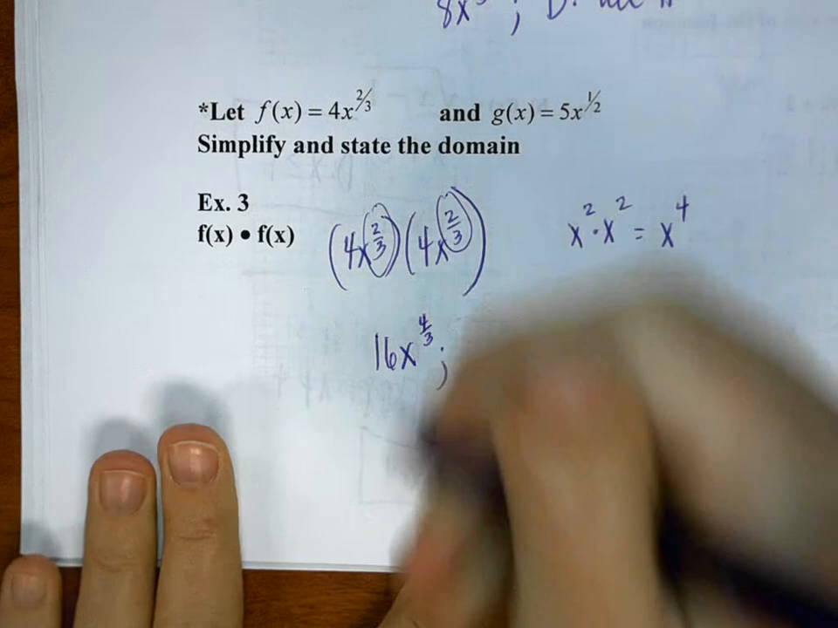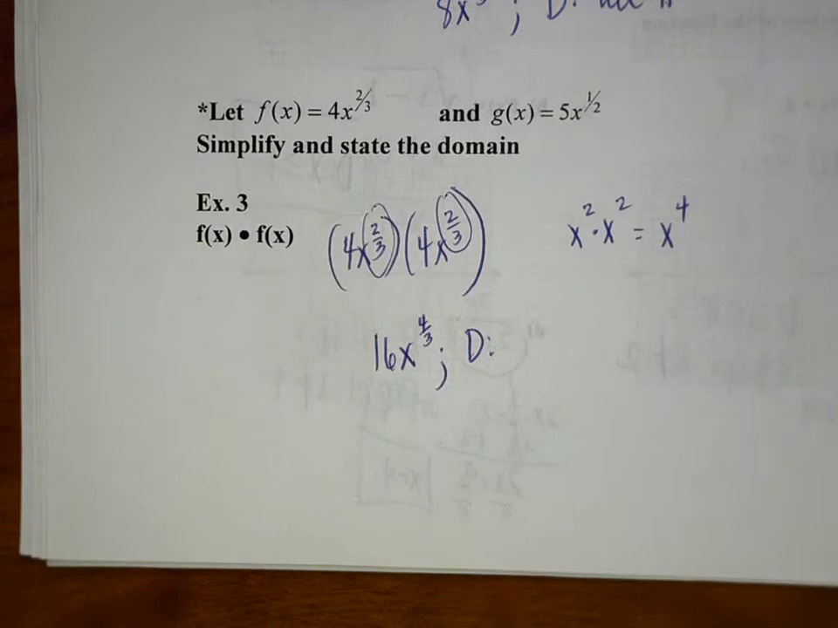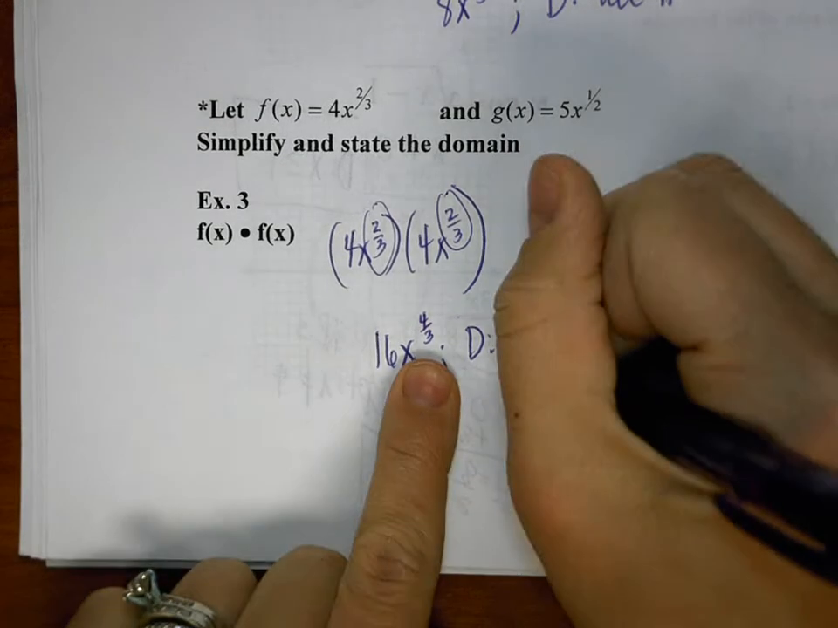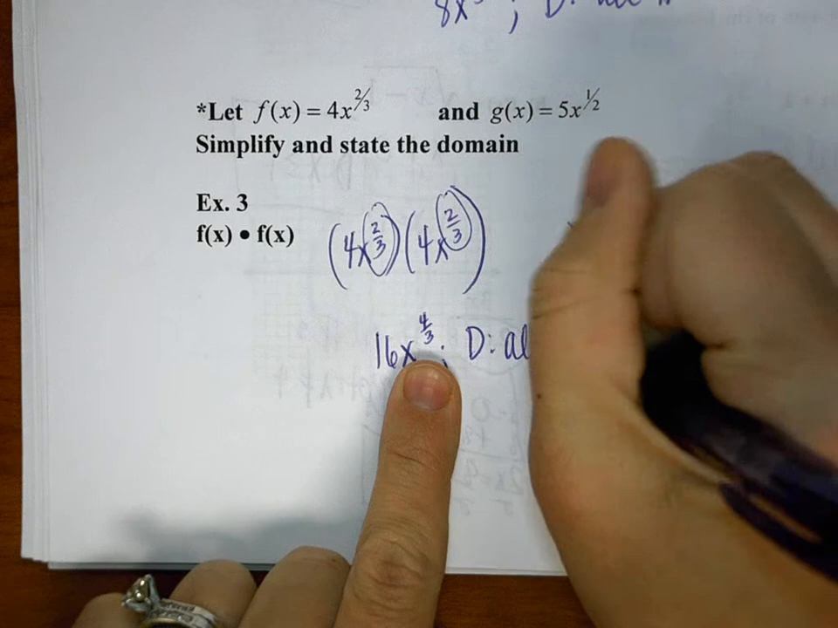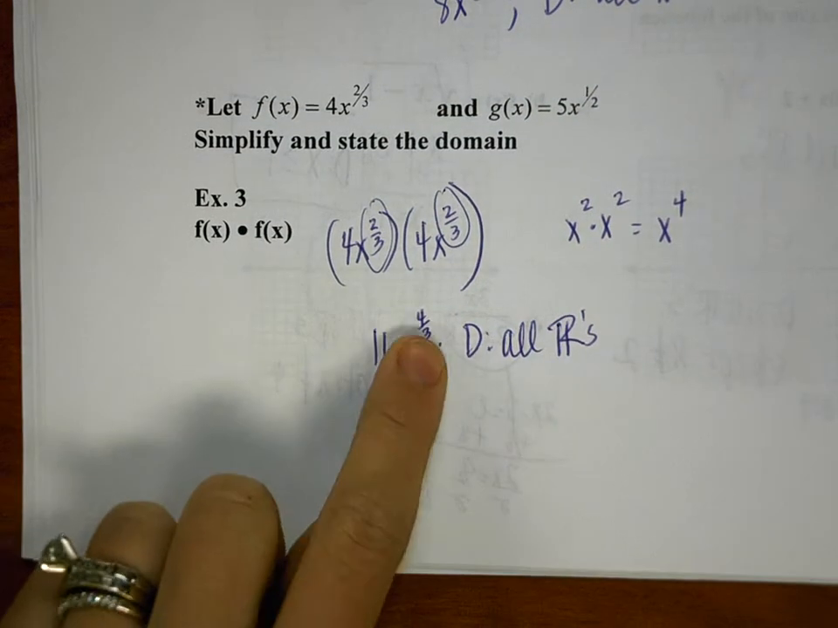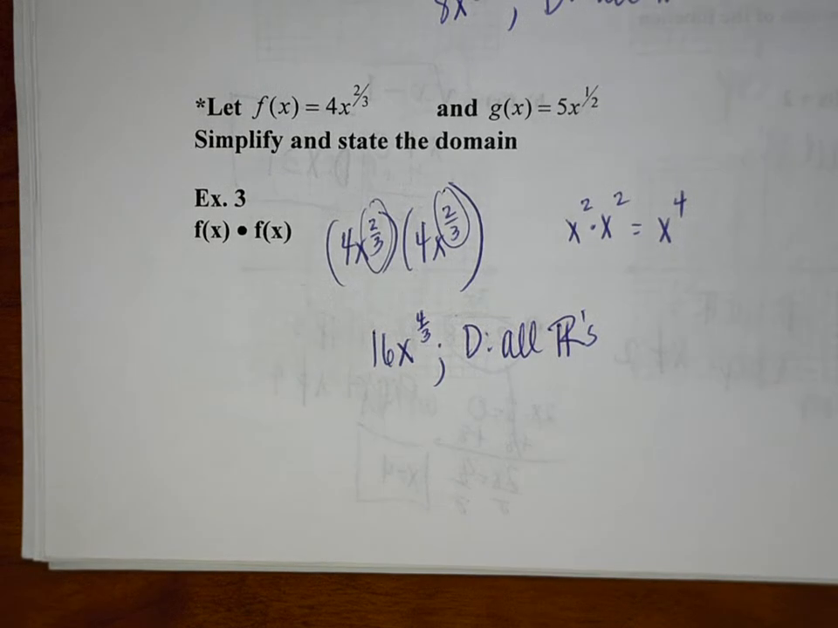Okay, so I've simplified. Now I need to state my domain. What is my domain on this one? All reals is correct because my root is odd, right? It's the bottom number that tells us the root. So 3 is my root, and since it's odd, it can be all real numbers. Yes? Okay. Questions?